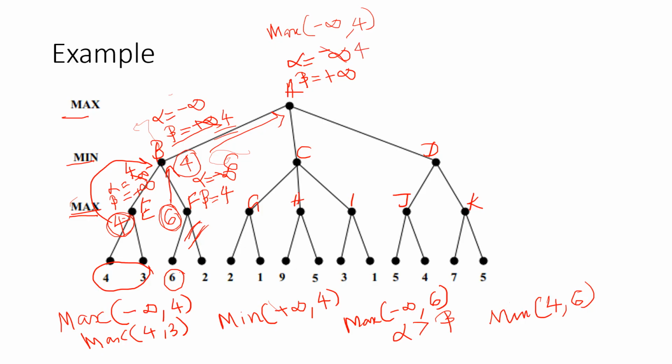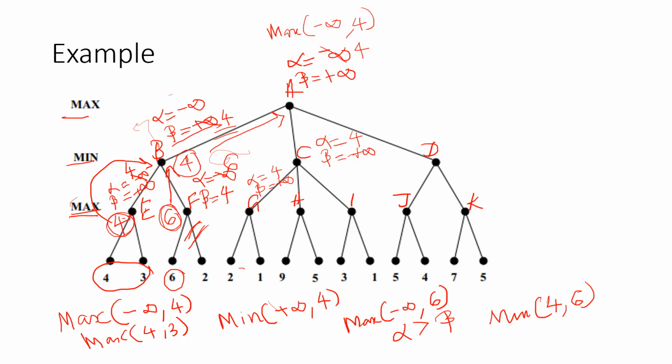Then this goes downwards. You can see at C alpha is equal to 4 and beta is equal to plus infinity. Then it will go downwards. Alpha is equal to 4 and beta is equal to plus infinity. Then here you can see the leaf node is 2. So here G is a max node, so the alpha value will be updated. 2 and 4 will be compared. 4 is the largest, so there is no change. Then 1 and 4 will be compared. So there also 4 is the largest, so there is no change.